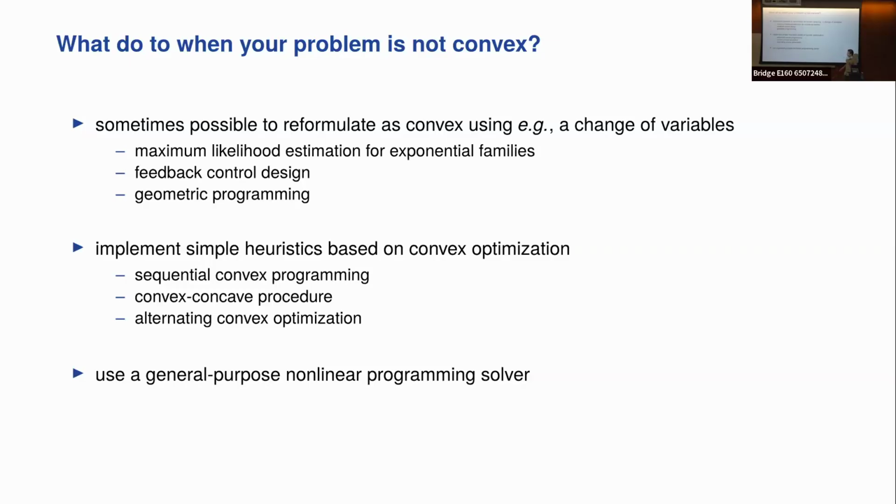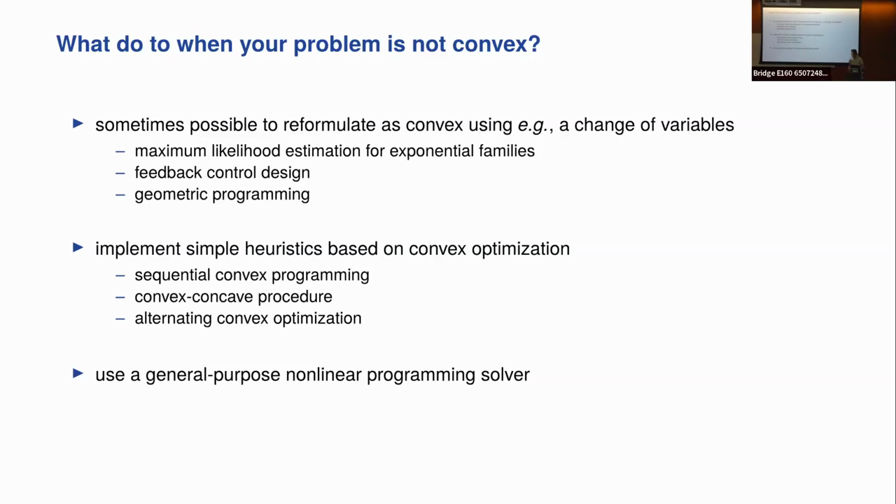The second thing you can try to do is to stare at your problem and see if it has some convex structure, because then you can implement heuristics based on convex optimization. So, if it is just one constraint in your problem that causes the non-convexity, maybe you can linearize it, solve a convex subproblem, and do that several times. So there are several different methods that fall into this category, which are very related.